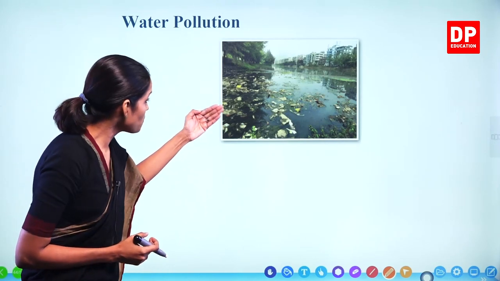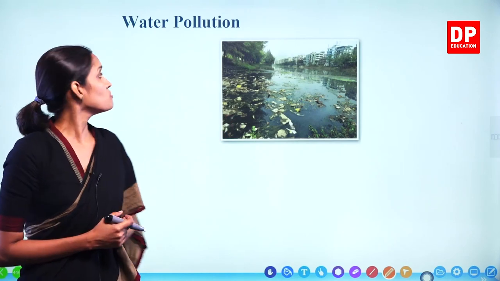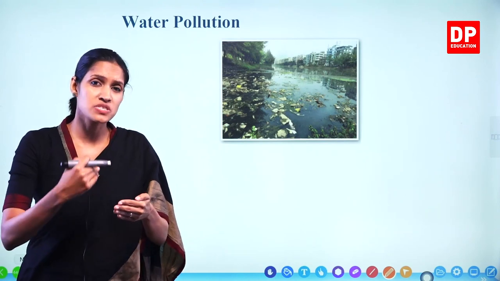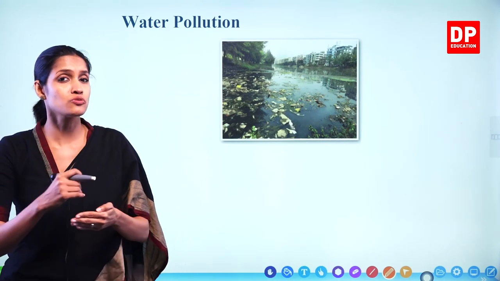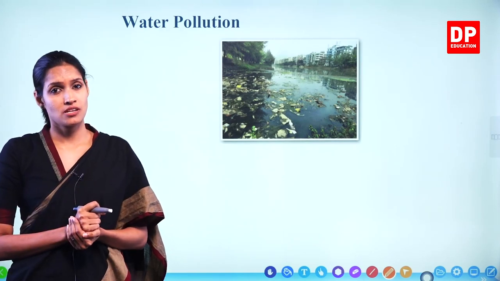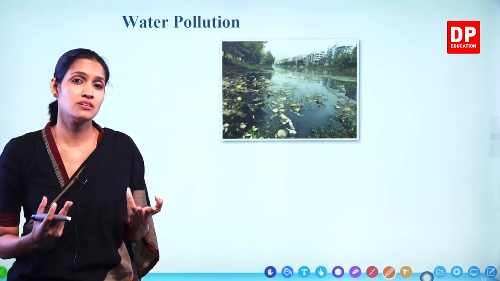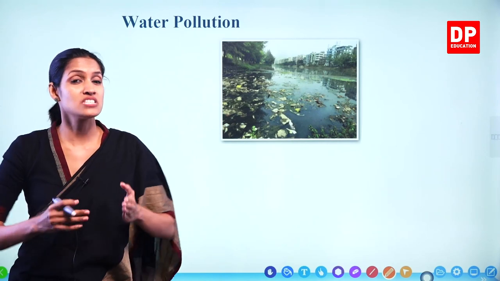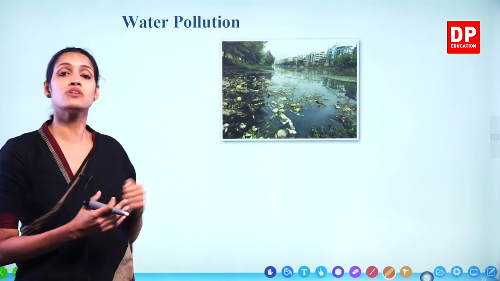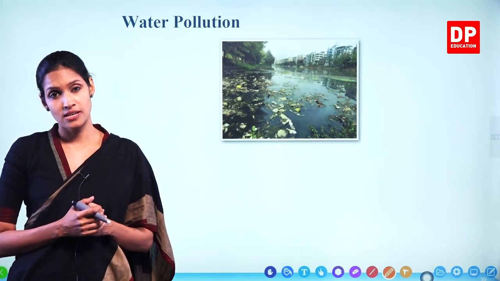So this type of condition is known as pollution of water. So what is pollution of water, or water pollution? Adding different substances, different waste materials to water till it becomes unsuitable for consumption. Okay, so can we consume this water? We cannot. So we all know that water is a very limited resource. Even the present amount of water is polluted. What will happen, children? We will not have enough water in the future, right?